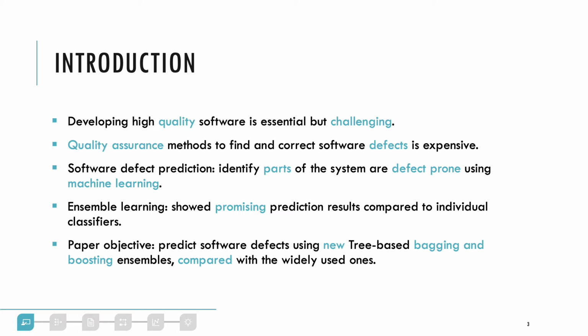In the area of machine learning, ensemble learning has been evolving and many techniques have been proposed, and they are proven to be more stable in prediction performance over individual models. The purpose of this paper is to investigate a number of tree-based ensembles in software defect prediction.